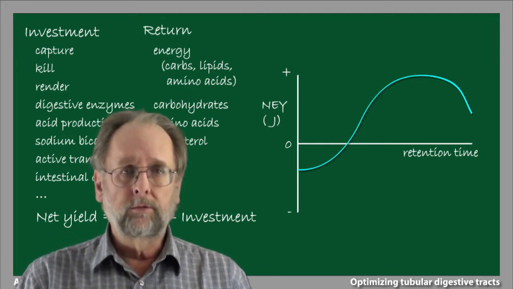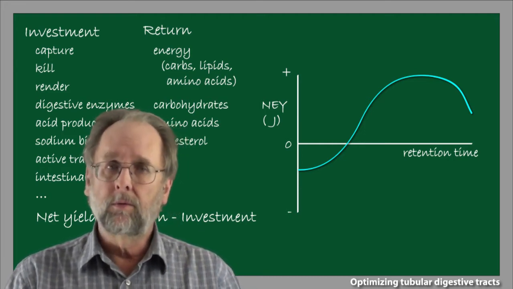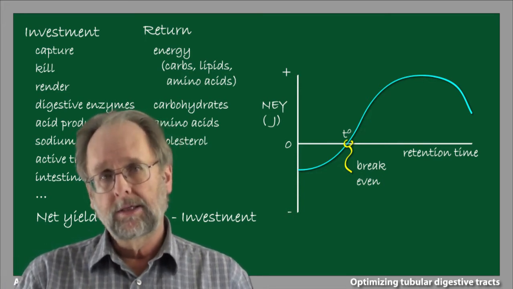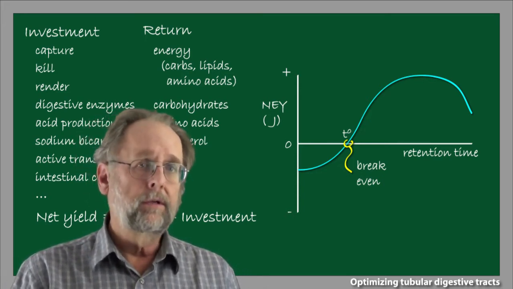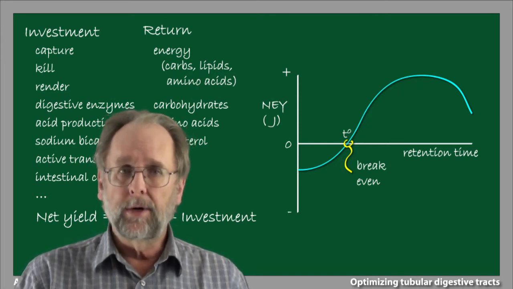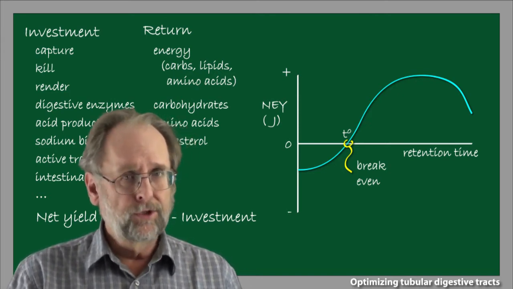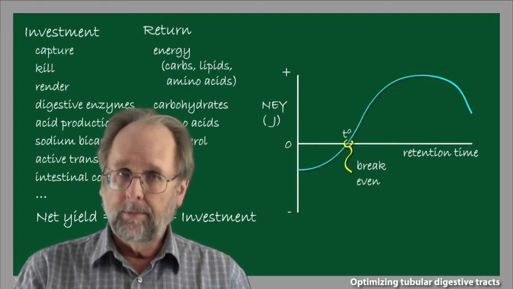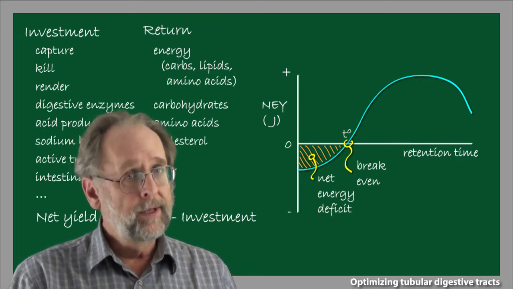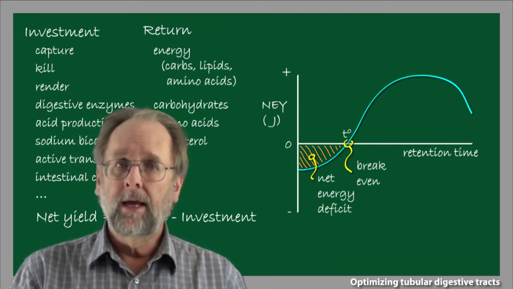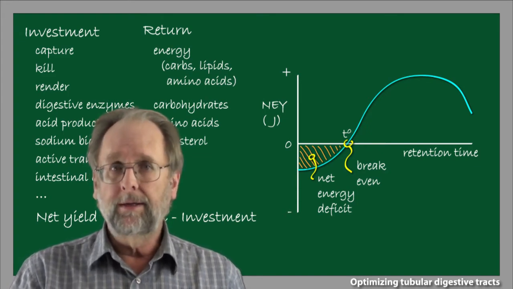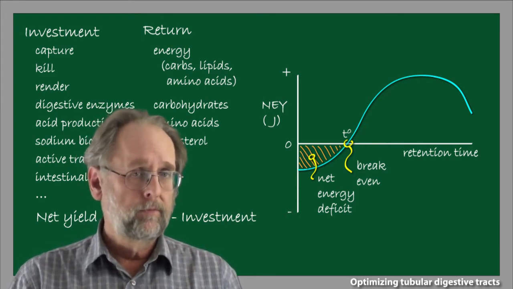Let's say the meal was retained in the gut for a certain time that we will call T0. If the meal had been retained this long, the yield of energy from the meal would have just paid off the investment to ingest it. This is the break-even point. That's good news of a sort. If the meal had been retained for a shorter time than T0, the energy yield would not have been enough to pay off the investment, and the animal would be worse off for having ingested the meal. It will be in a net energy deficit.